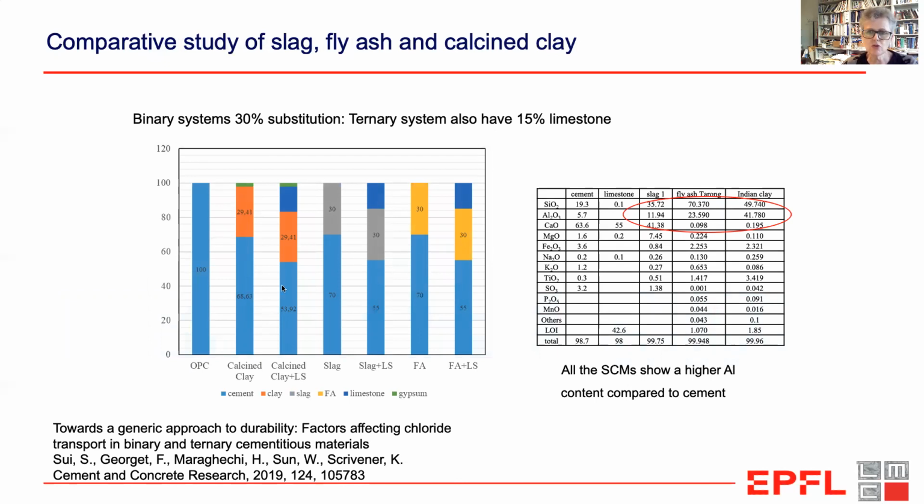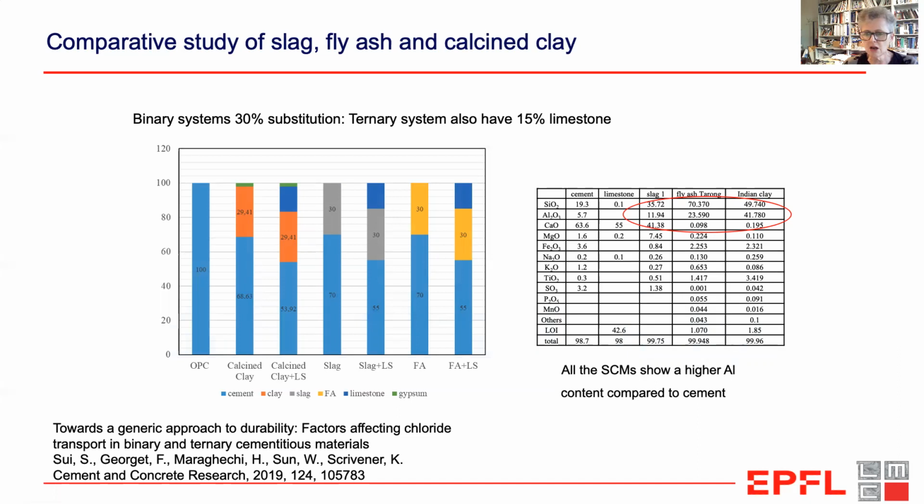binders. We took a reference Portland cement, and then we had ternary binders in which 30% of that Portland cement was replaced either by calcined clay, by slag, or by fly ash. And then we had ternary binders in which a further 15% of the clinker was replaced by limestone.